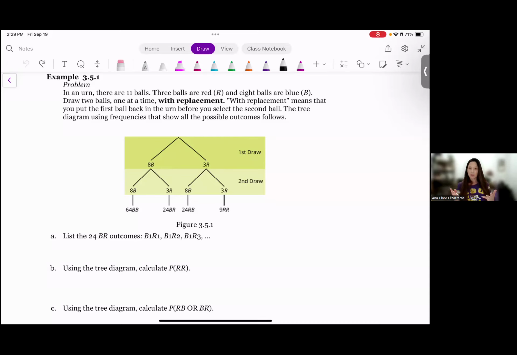We're going to focus on Venn diagrams and tree diagrams these next few videos. The first one, we have a tree diagram. We are dealing with an urn that has 11 balls. 3 are red and 8 are blue.